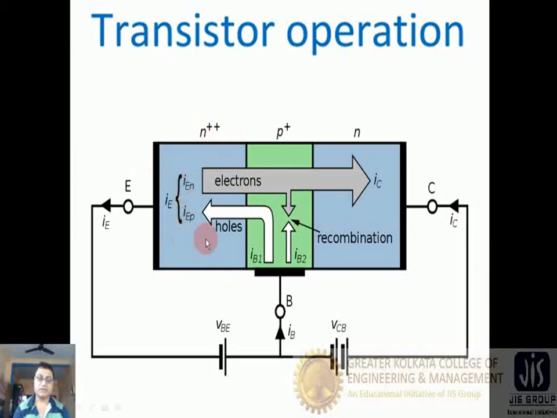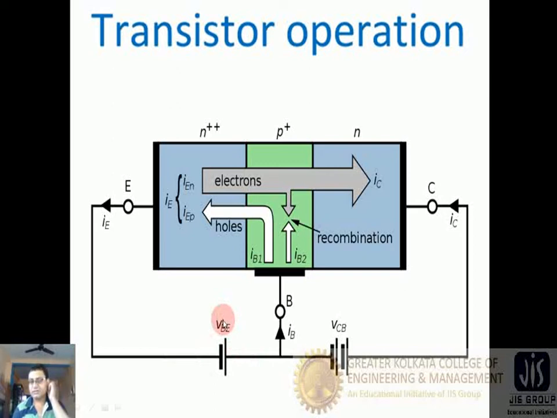That means the electron concentration is very high in the case of the emitter. In the case of the collector, it is moderately doped, so it is N. Before going to the transistor operation, we have to keep in mind the emitter base junction should be in forward bias to get a proper transistor action.